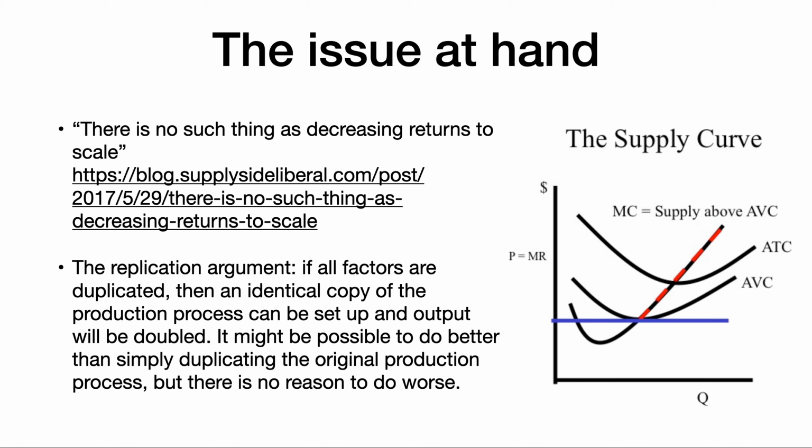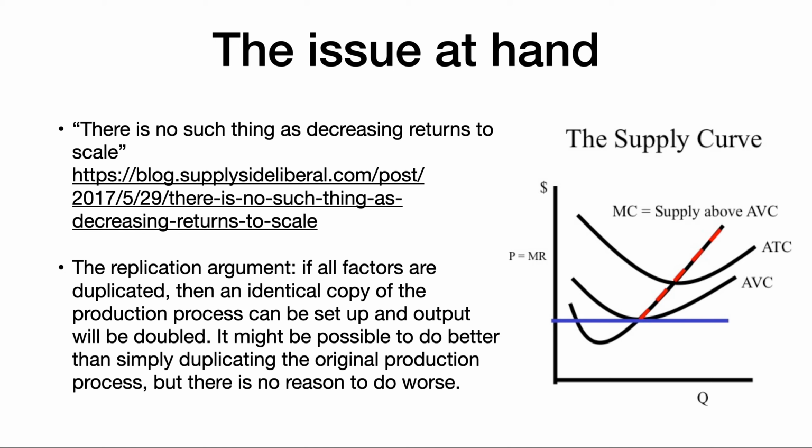So what's the issue at hand that we're trying to solve? Well, the puzzle is that there's no such thing as decreasing returns to scale. And Miles Kimball has written about it repeatedly, and here's a blog post link to one example. And on the right here, this graph really makes it clear.